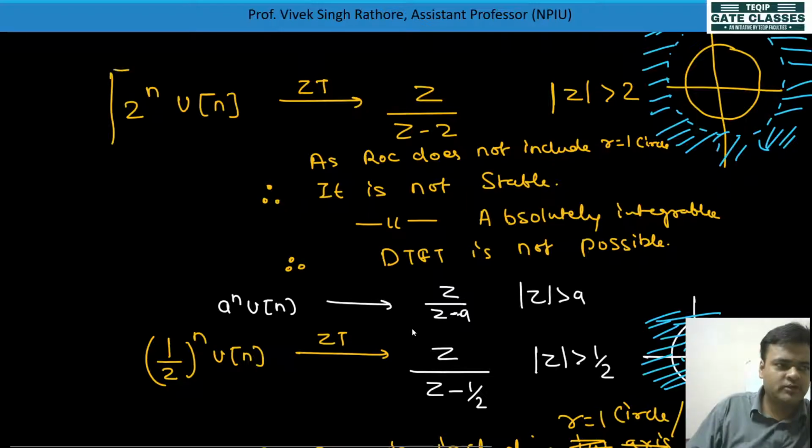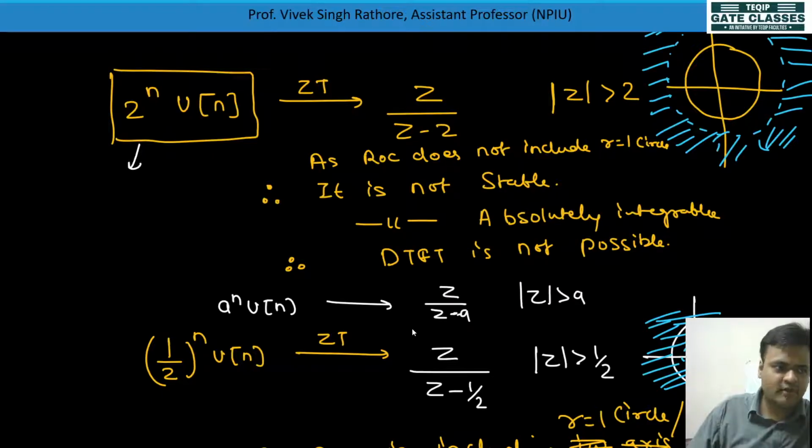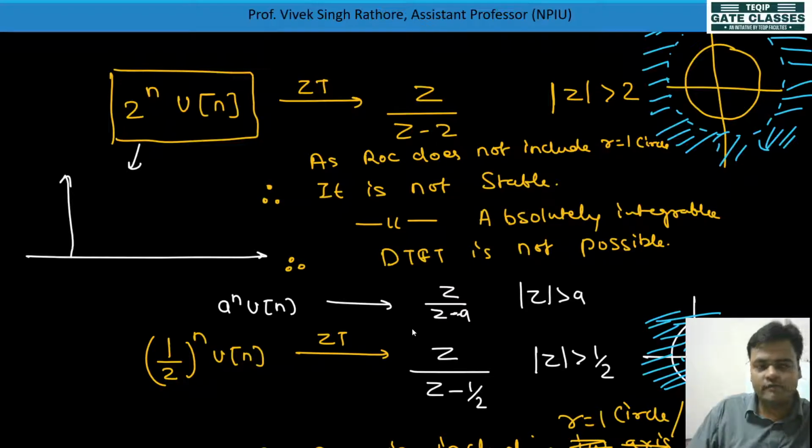See, this question was there, 2 to the power n u of n. So if you plot this type of signal, 2 to the power n u of n, what will happen? n equal to 0 means u of n is there. So u of 1 will be like this.